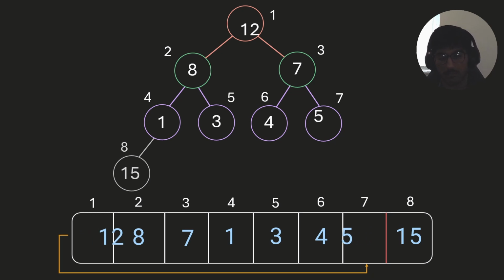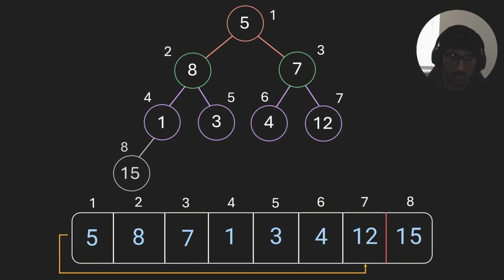So if I swap 12 and 5, I'll get this binary tree. Now before I heapify it, I'm going to grey out the 12th node, or the node at index 7, because now that's no longer going to be part of the array. I mean part of the heap.